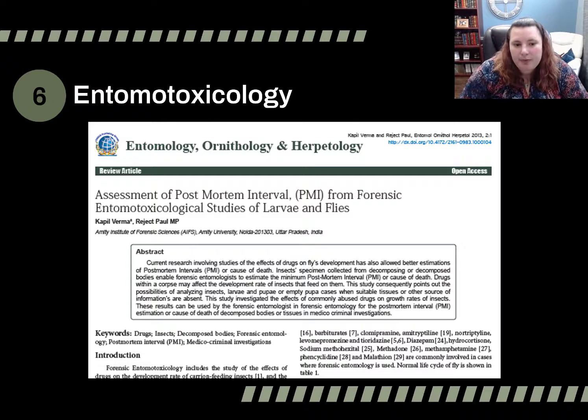In order to improve post-mortem interval calculations, researchers in entomotoxicology are working on identifying the effects of specific drugs on specific insect life cycles, specifically focusing on blowfly and flesh fly life cycles because these are the most commonly used for time of death determination. By charting out each drug's impact, they can better improve post-mortem calculations and provide investigators with more precise data.